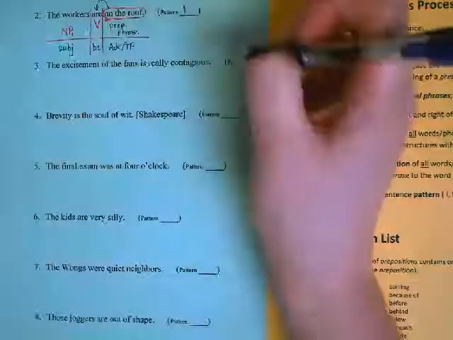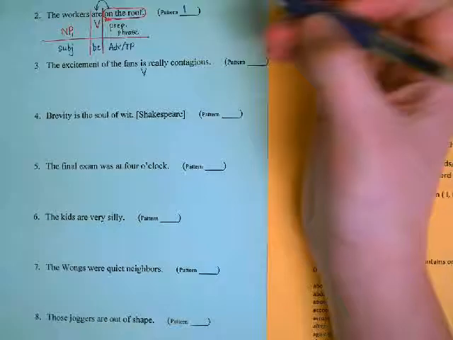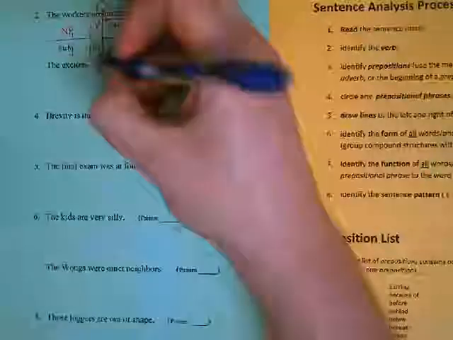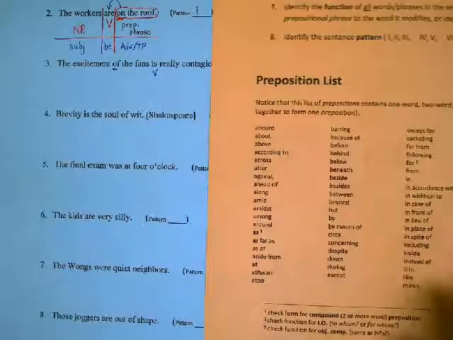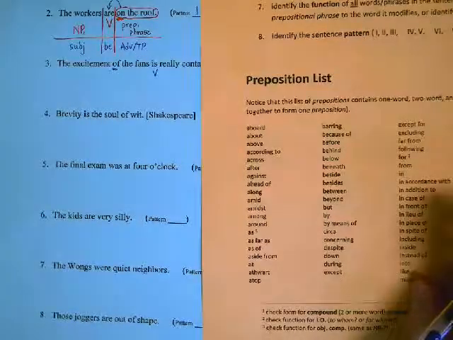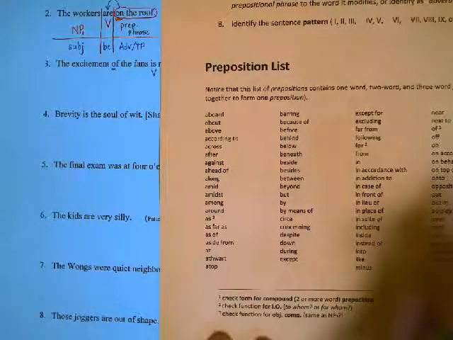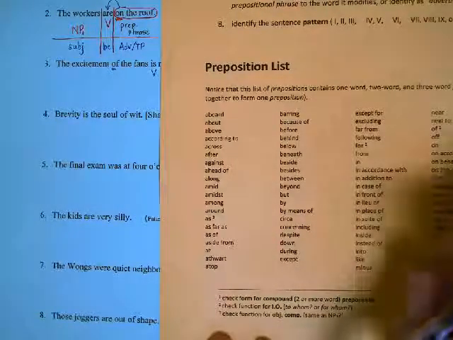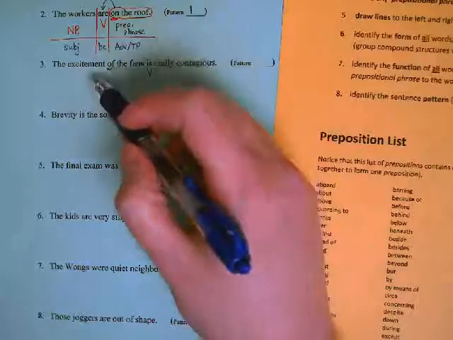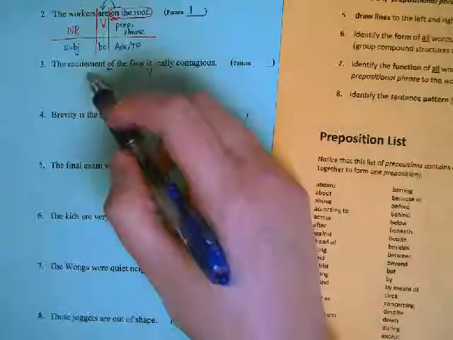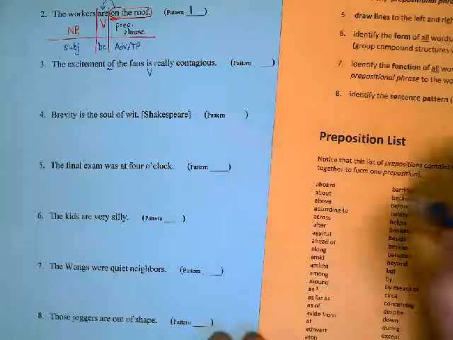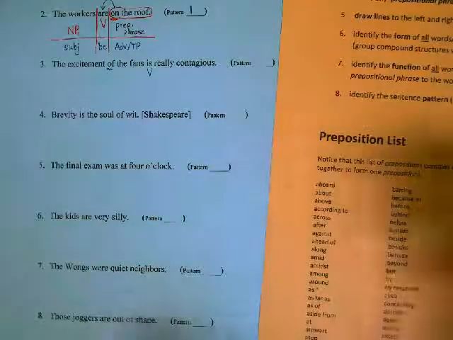The excitement of the fans is really contagious. So, is your verb. When we look at our sentence, a third step is to identify the prepositions. So, of is a preposition, and if you look on your handout, there's a little footnote next to of. It says check the form for compound, in other words, 2 or more prepositions. So you may notice on account of, on behalf of. If we look to the left of, the excitement isn't any of those kinds of compound words, so it's not a compound or more than one word preposition.